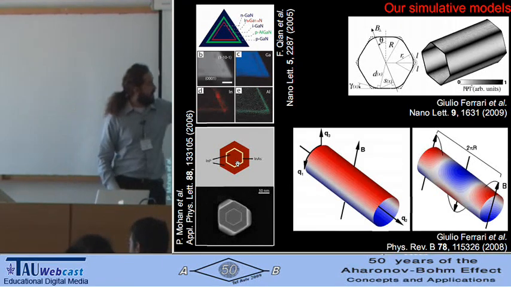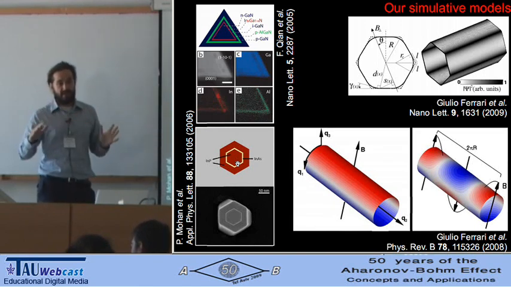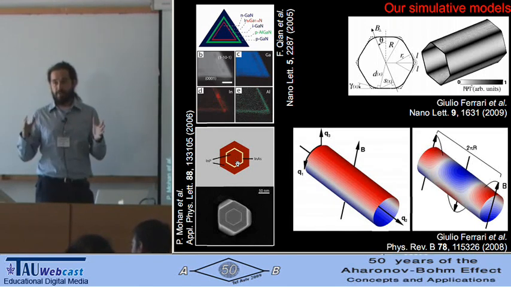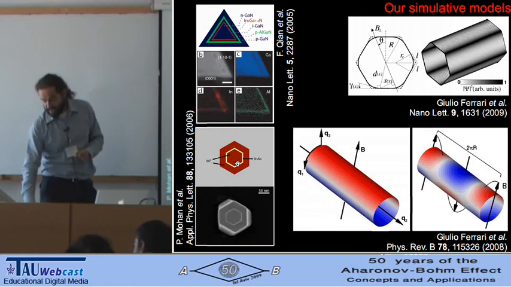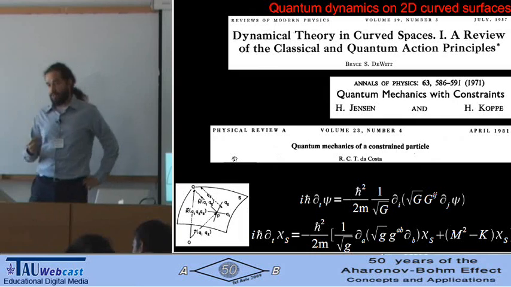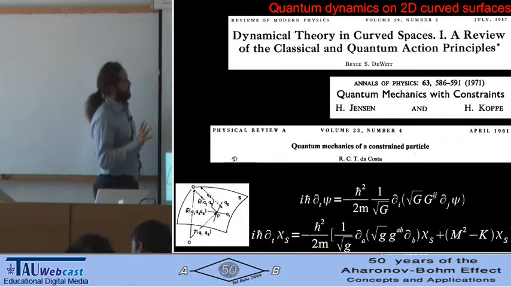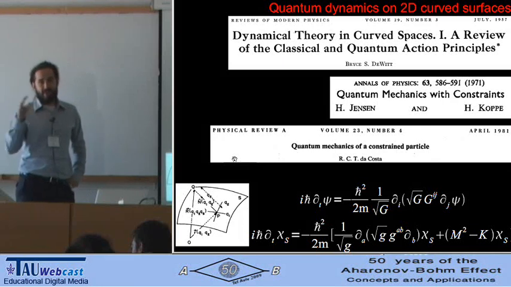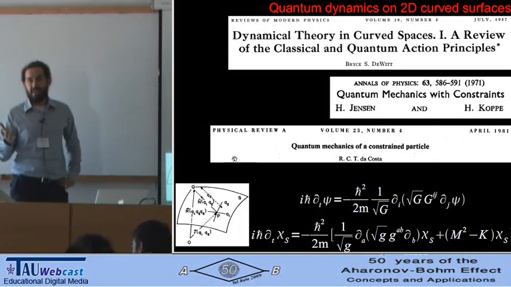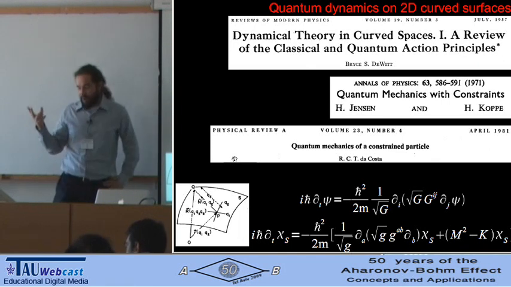What is common to these two systems is that the surface is not flat, but is curved. So we have a two-dimensional surface that is curved. And if you want to study the dynamics of carriers, of quantum particles on a curved surface, you have to be careful, since this two-dimensional curved surface is embedded in a three-dimensional space. So the dynamics is not so obvious.